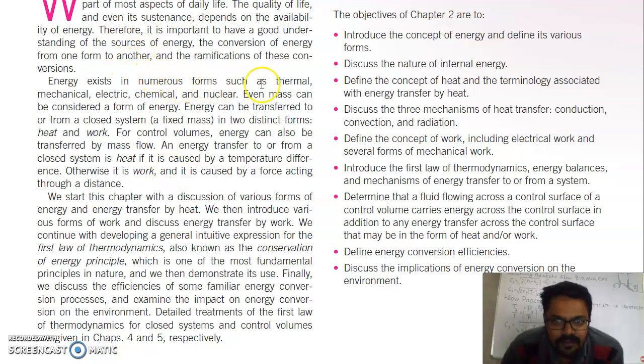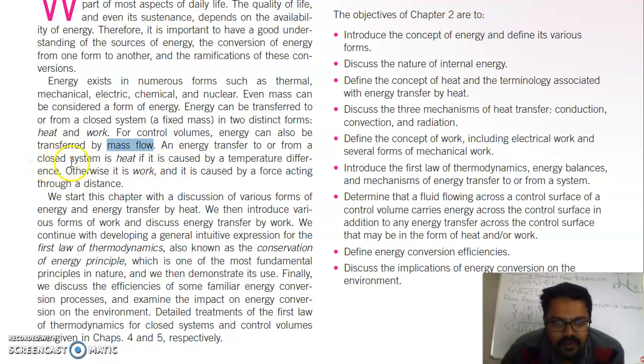Energy exists in numerous forms such as thermal, mechanical, electrical, chemical, and nuclear. Even mass can be considered as a form of energy. Energy can be transferred to or from a closed system in two distinct forms, either as heat or as work. For control volumes, energy can also be transferred by mass flow, like fluid flowing through a pump or a nozzle. Energy transferred to or from a closed system is heat.